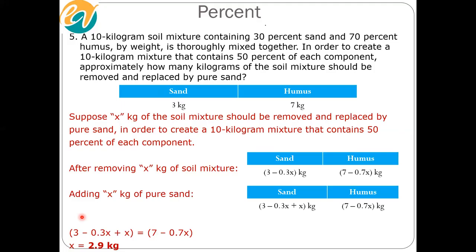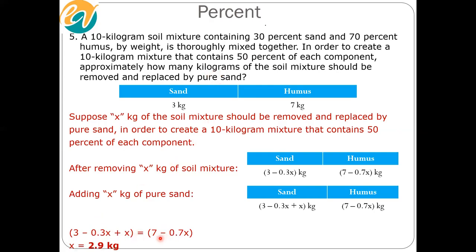How are we equating the two together? Because it says that the ultimate 10 kg mixture should contain 50%. Actually, that's a very good point. The question is, why are we equating the two together?